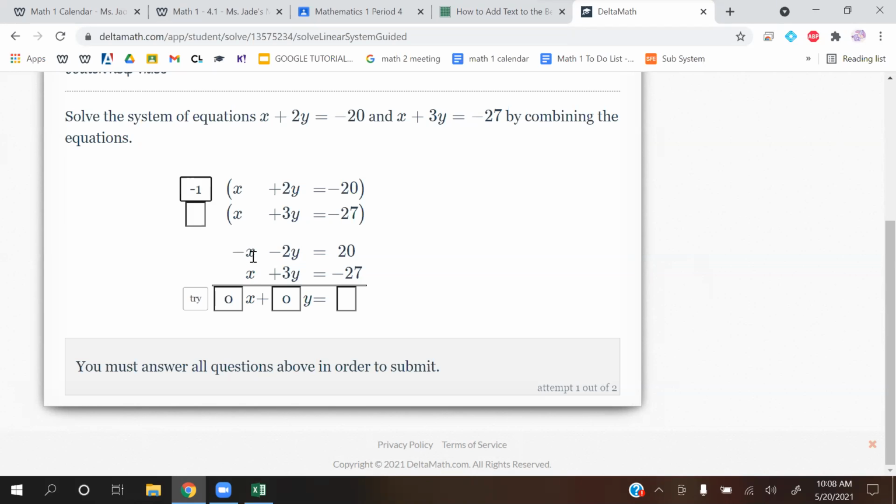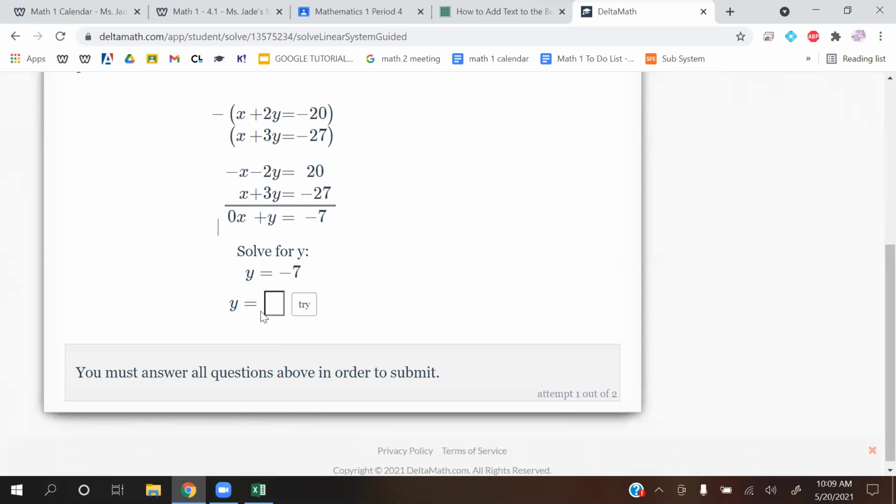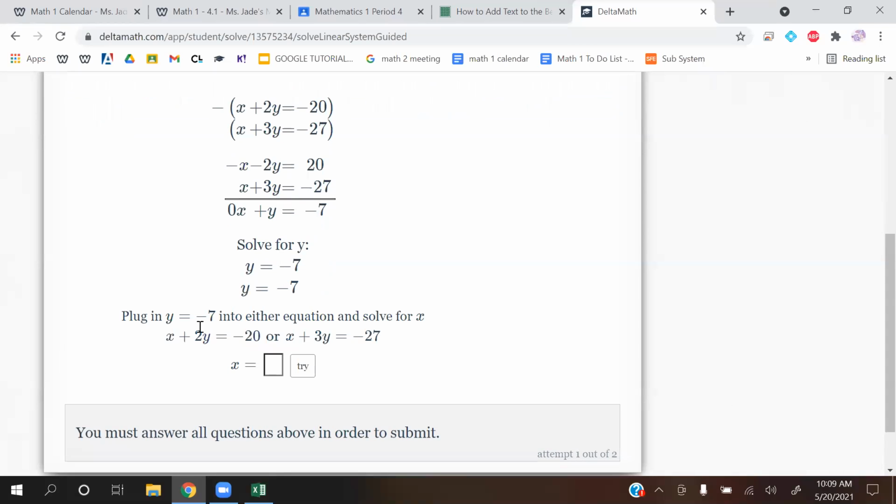When you have it this way, negative x plus positive x will give you 0x. And then we can add this one straight down as well. Negative 2y plus 3y gives you 1y. And positive 20 minus 27 gives you negative 7. So then I'm going to press try. It won't let you finish it if it was wrong. So if it moves on, then you're good. Then it says solve for y. Y is already equal to negative 7. So then you just type negative 7, you press try.